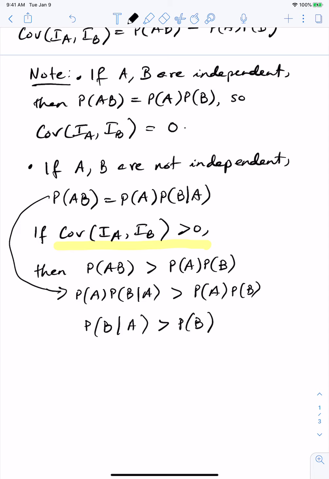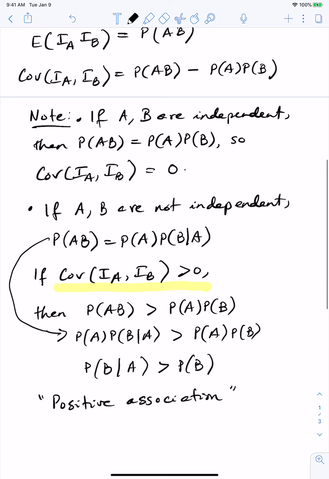And this relation has a direction. This is called positive association. And analogously, if the covariance of the indicators was negative, then telling you that A has happened would reduce your chance that B is going to happen, and that would be called negative association. So in this sense, the covariance is measuring the kind of dependence that these two events have.